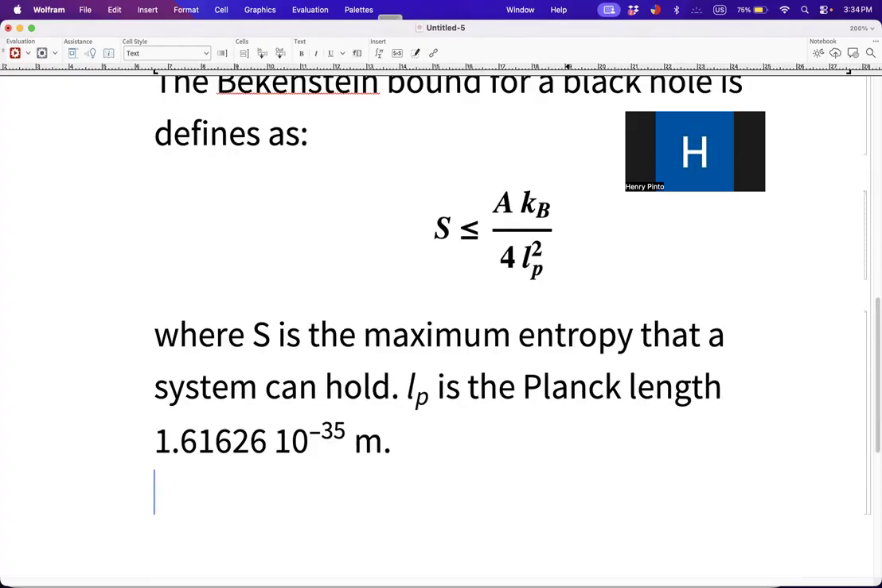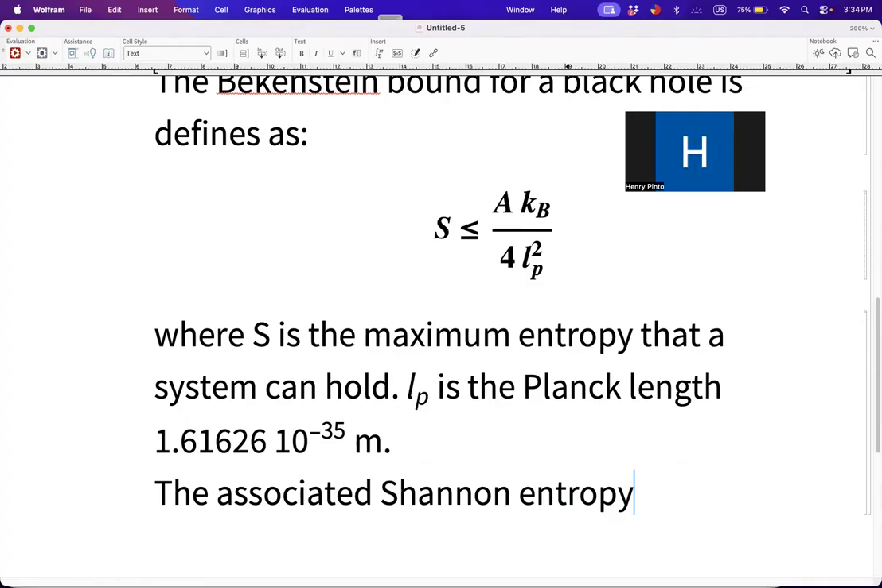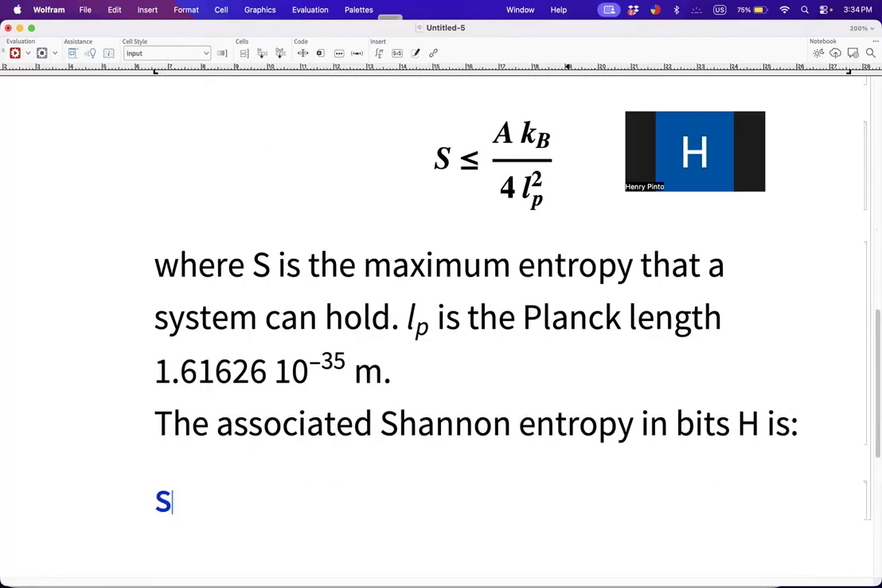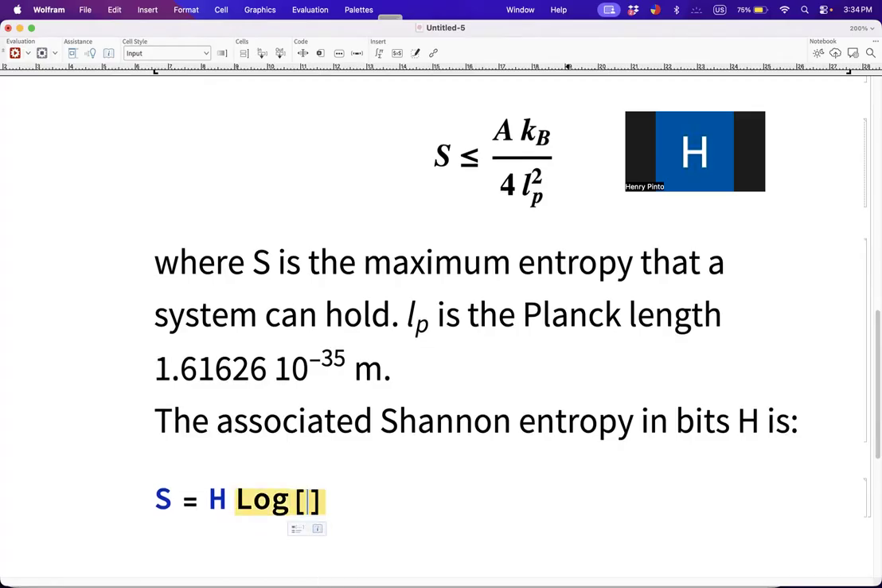Now we also have to take into account the associated Shannon entropy, which is very interesting, in bits, right? H is this. So there is a relationship between the entropy and the information, right? It says that S is equal to H multiplied by the natural logarithm of 2 times K sub B.